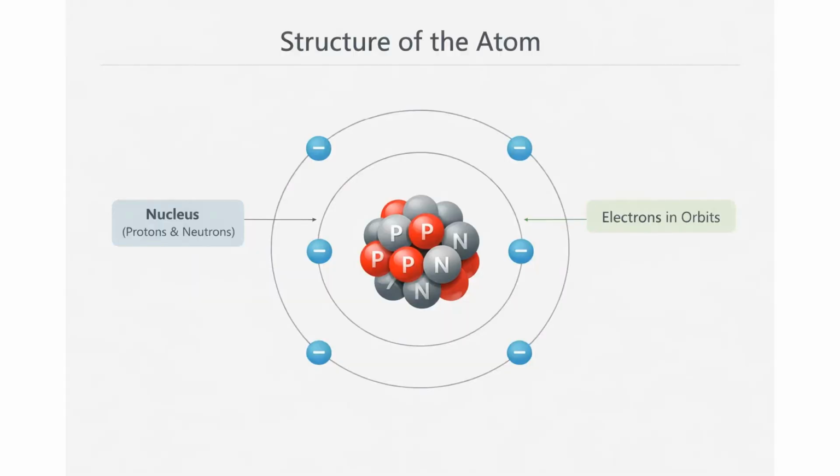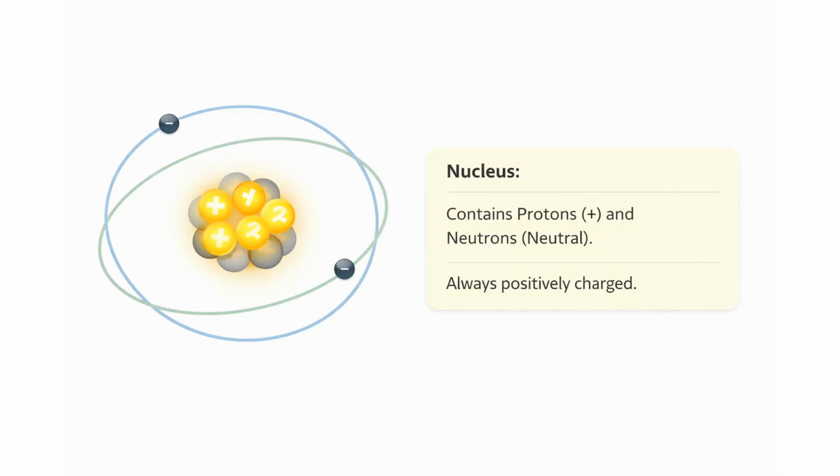Let's start with the basic building block of all matter, the atom. Every element has its own unique atom. At the center of an atom is the nucleus, which contains two types of subatomic particles, protons, which have a positive charge, and neutrons, which have no charge. Whizzing around this nucleus in specific paths, or orbits, are electrons, which carry a negative charge. The nucleus itself is always positively charged because it contains those positive protons and neutral neutrons.